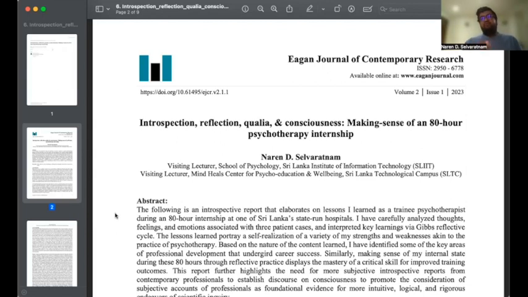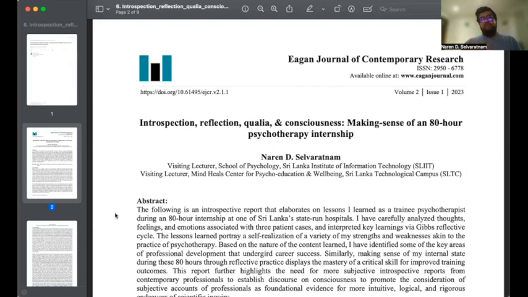Now, to demonstrate how exactly such an introspective process works, I wrote a research report. This research report has three cases in which I have reflected on my experience working with them.